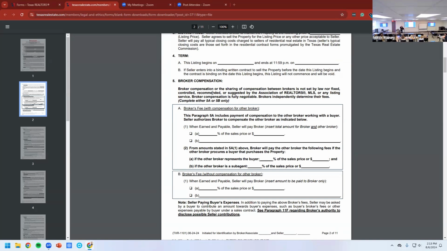What they have also said is when we're talking about how much the seller is going to offer the other agent, they cannot be coerced. We can't say if you don't offer them, you're never going to get any showings, you're never going to sell this. That's coercion and it's against the settlement.